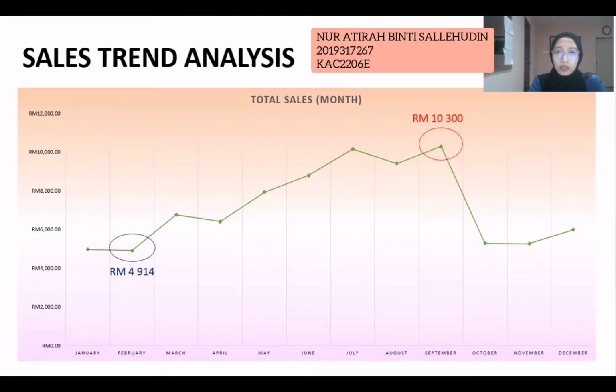As we can see on the total sales trend, the highest total sale is on July and September. On July, this is where everyone is celebrating Raya Haji. And as for September, this is when the MCO have been lifted and people start to go to holiday.